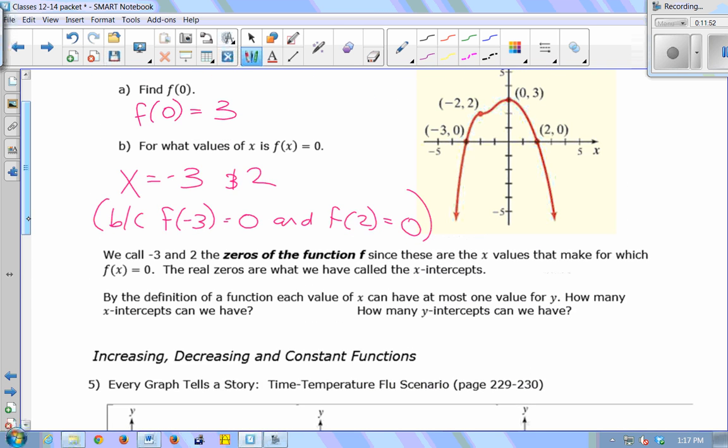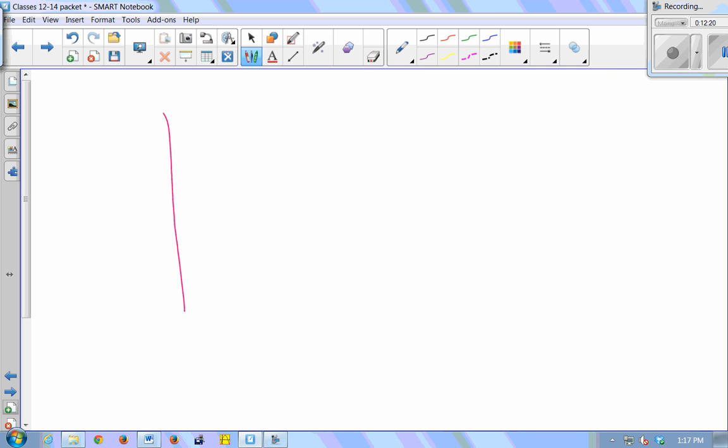Okay, so by the definition of a function, that said every x value can have only one y value, how many x-intercepts can we have? As many as we want. We could have infinite x-intercepts, in fact. If I drew the graph, is that a function, what I just drew there? It is, because it passes the vertical line test, and it has infinite x-intercepts. It touches the x-axis infinitely many places. It lives on the x-axis, yeah. Good. So we can have lots of x-intercepts.